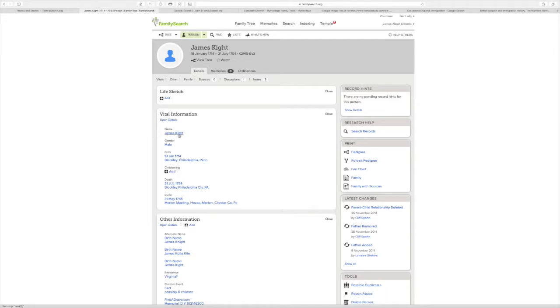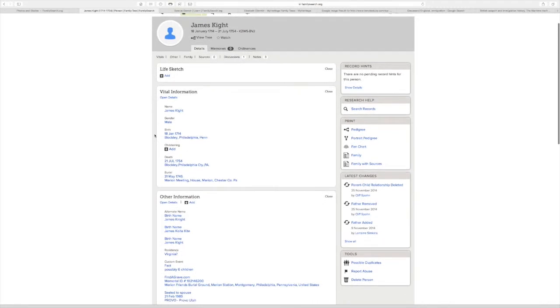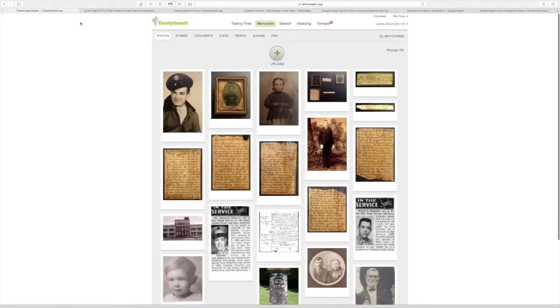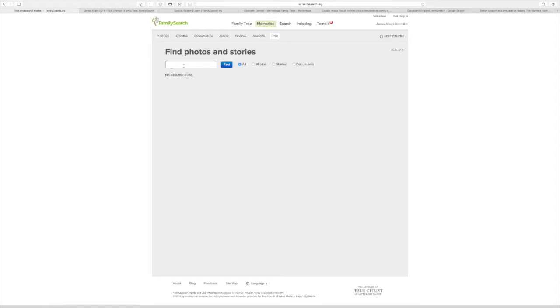So we see that James Kite here was born in 1714 in Blockley, Philadelphia, Pennsylvania. It also shows that he died about 40 years later in the same place. So what we're going to do is go to the photos section, and we're going to do a search. And what we're going to look for is Blockley.